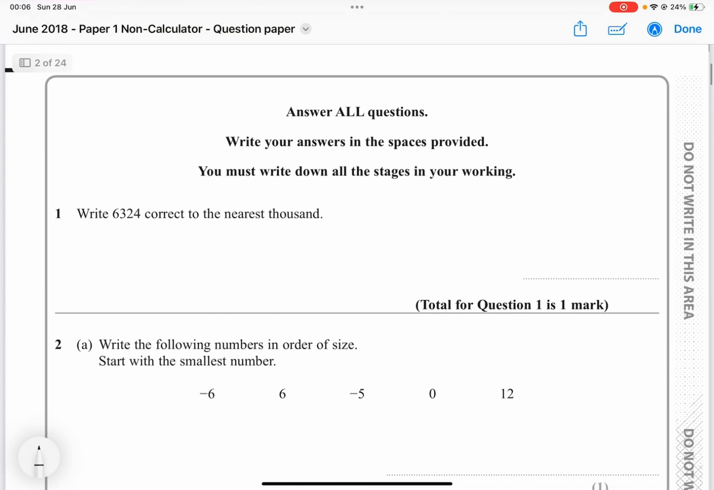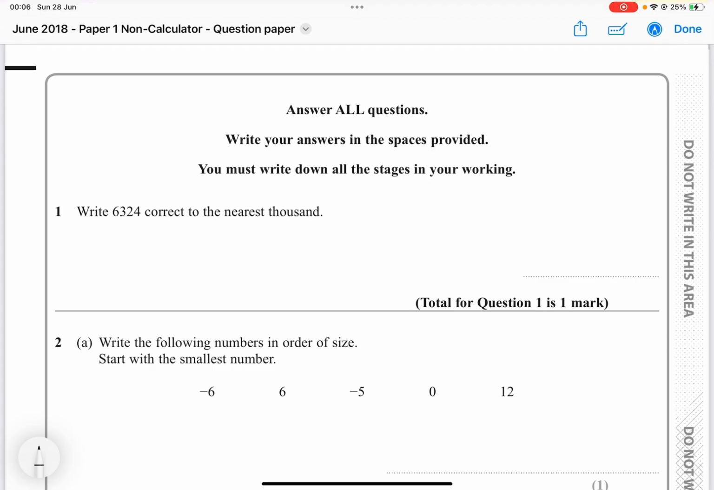Okay, so we'll get started with question 1. It says write 6,324 correct to the nearest 1,000. So it says to the nearest 1,000, so I'm just going to rewrite the whole number over here. So we've got 6,324. Now I've circled 1,000, so we are rounding to the nearest 1,000.